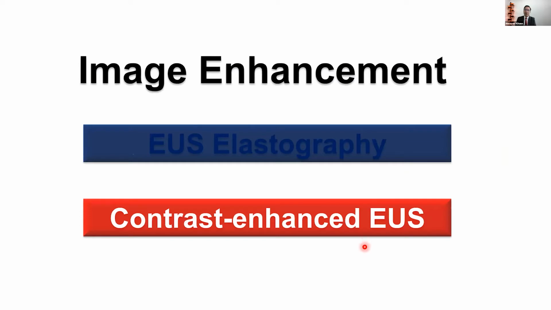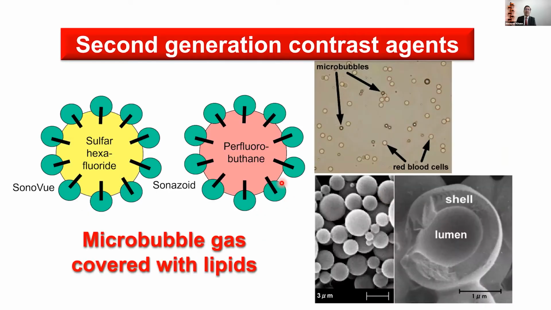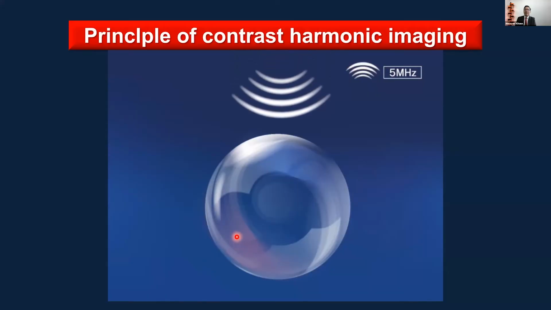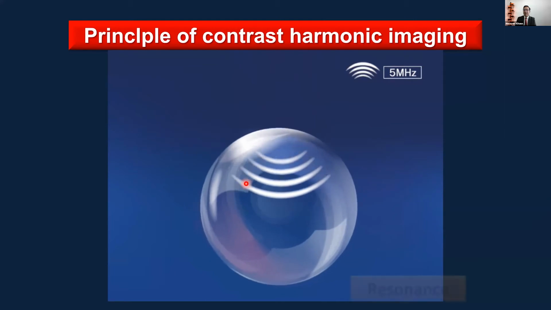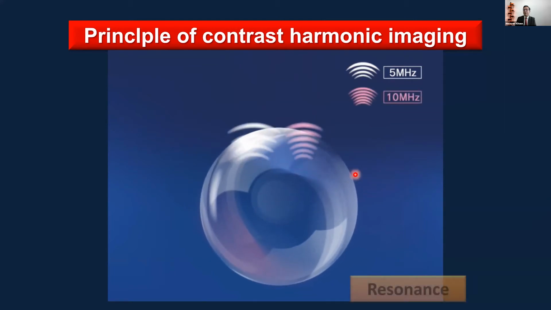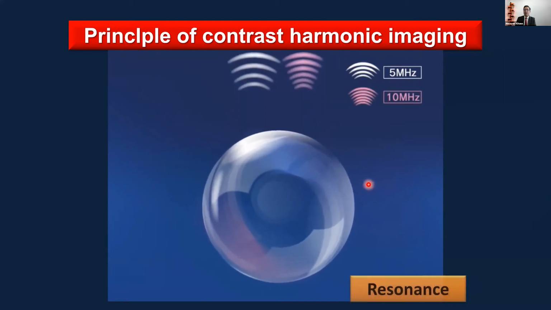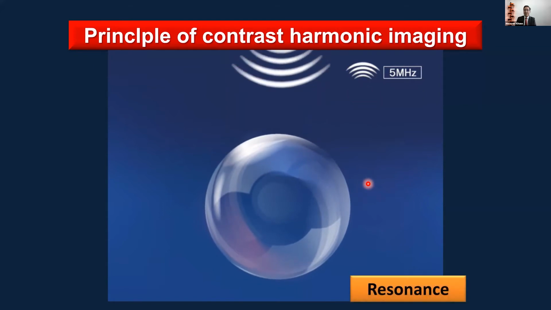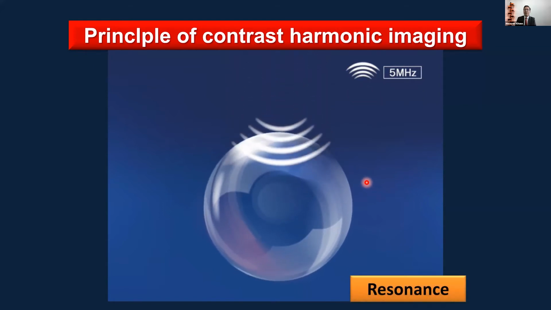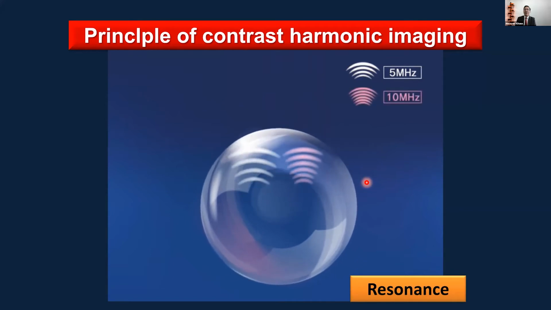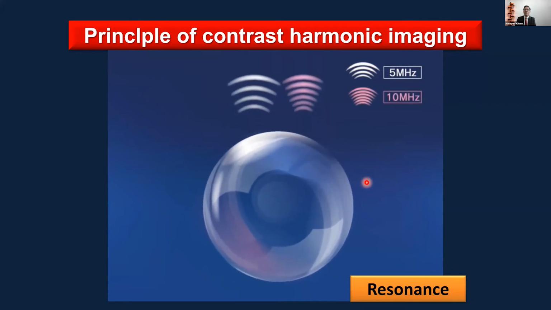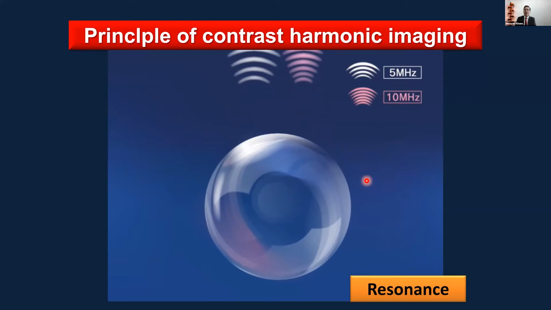Then I go to the contrast enhancement. Ultrasound contrast enhancement consists of microbubble gas covered with lipids. The diameters of microbubbles are approximately 3 micrometers. When the microbubble receives a certain range in acoustic power, it has resonance. When the microbubble has resonance, it produces not only fundamental components, but also second harmonic components with high frequency. By depicting these second harmonic components, we can selectively depict signals of microbubbles.